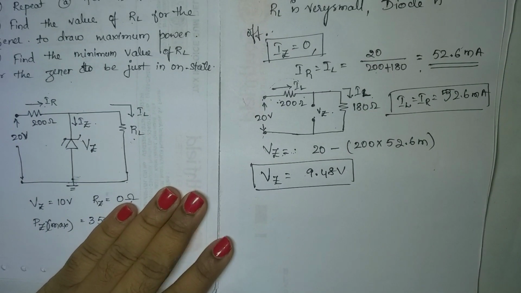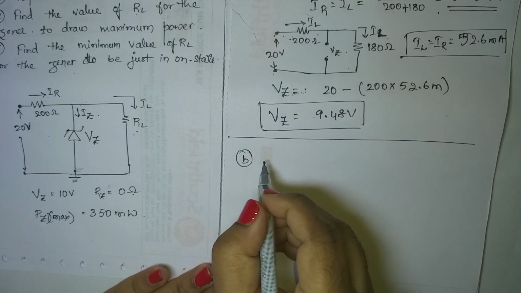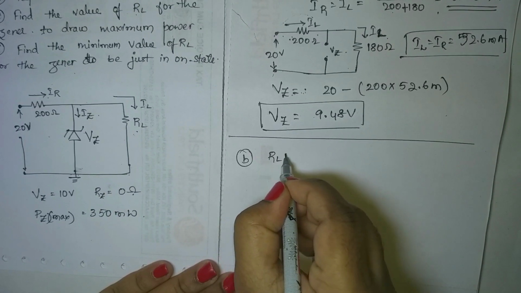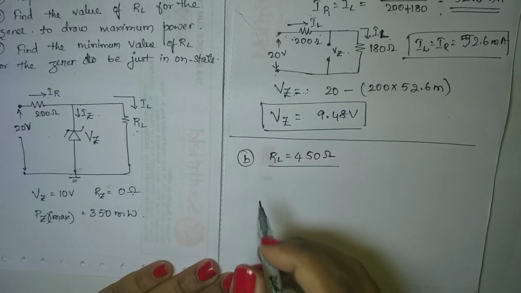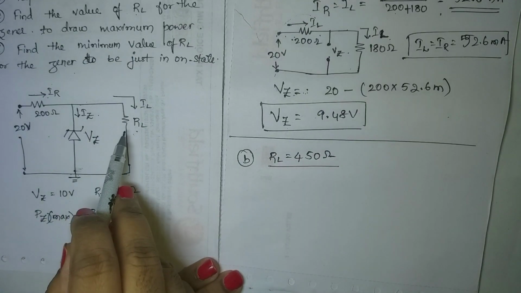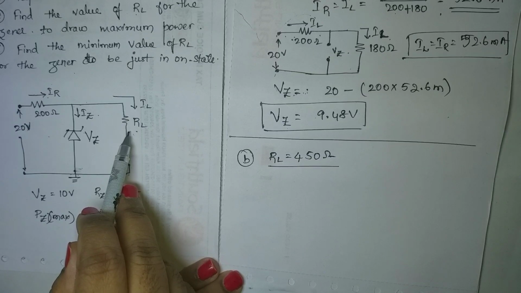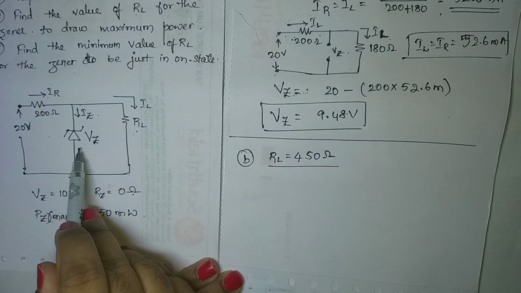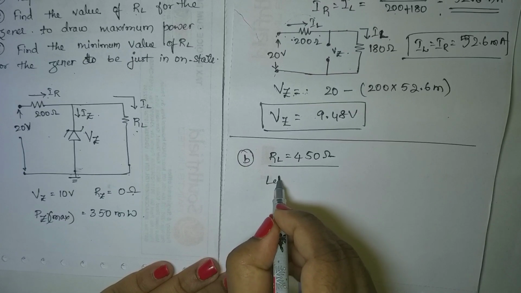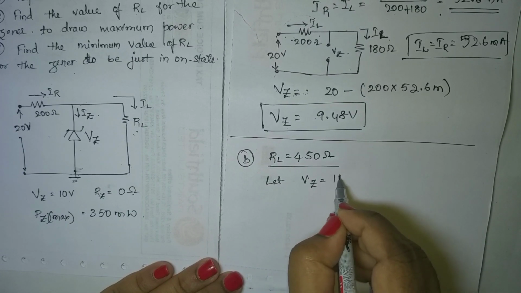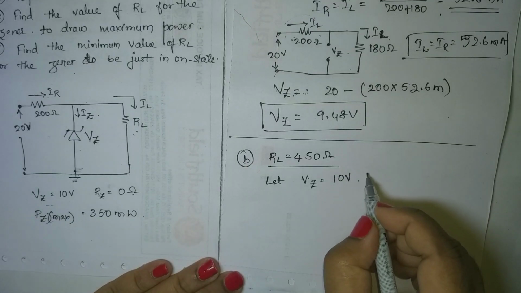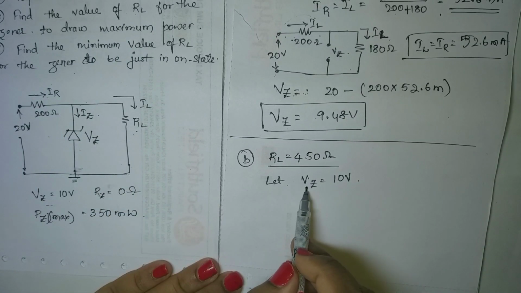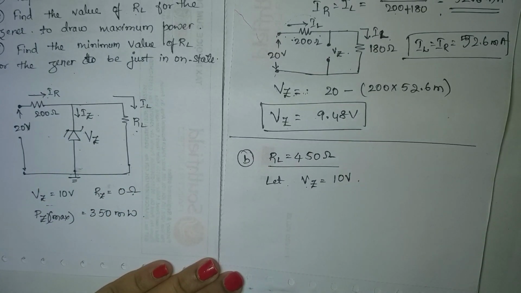Now the second part. In the second part, the only change is RL equal to 450 ohm. If RL is equal to 450 ohm, definitely this resistance is a greater value. It means that the Zener diode has been turned on. I'll assume that VZ is equal to 10 volt. Why have I taken 10 volt? Because it is given already. So assuming that the Zener diode is conducting, we'll take VZ equal to 10 volt.